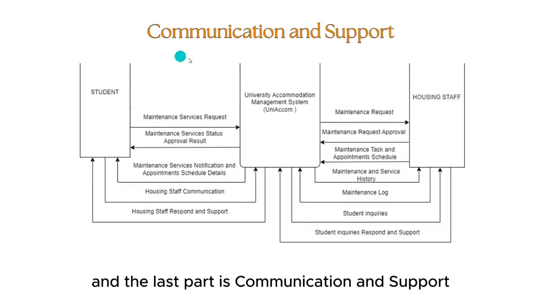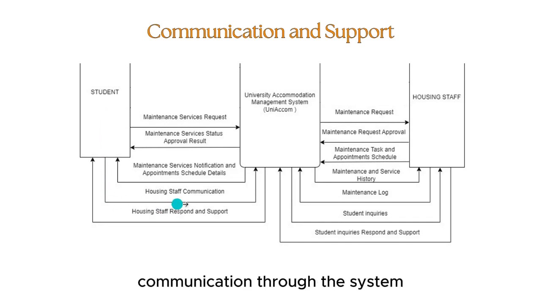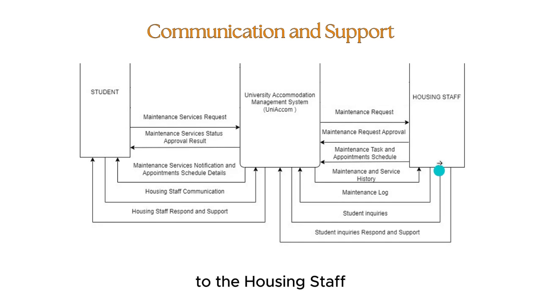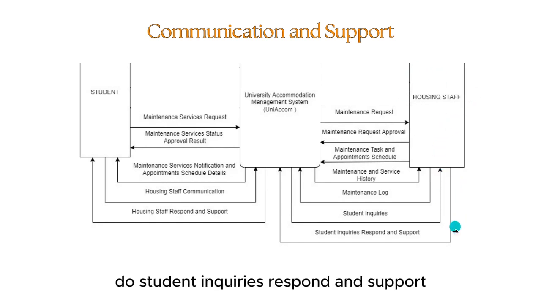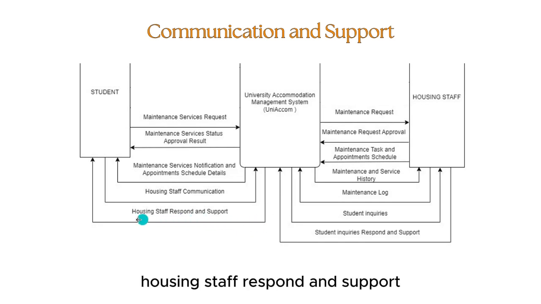And the last part is communication and support. Student may request housing staff communication through the system, and the system will pass the student inquiries to the housing staff, and housing staff must do student inquiries, respond and support through the system. And the student will receive housing staff response and support from the system.